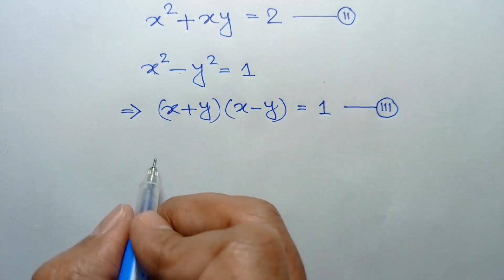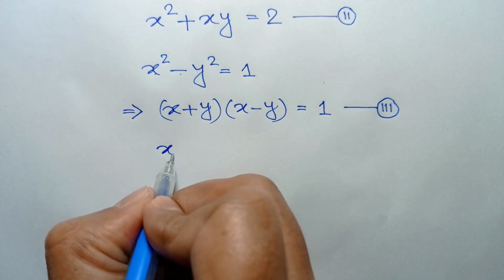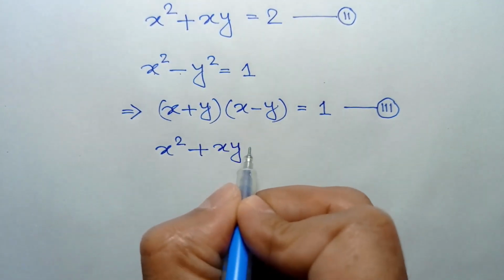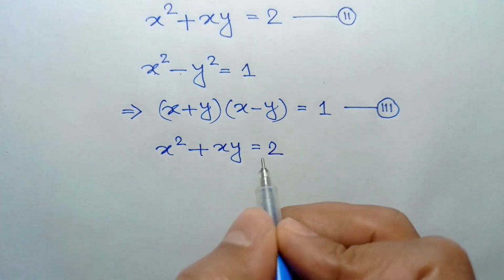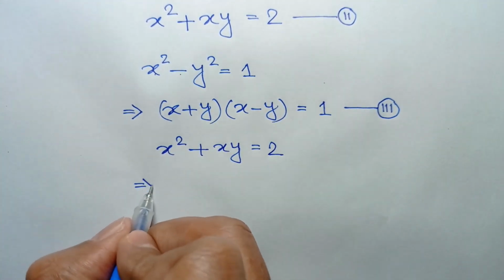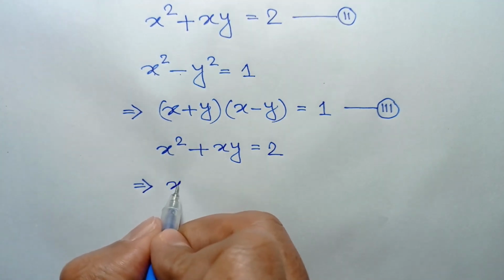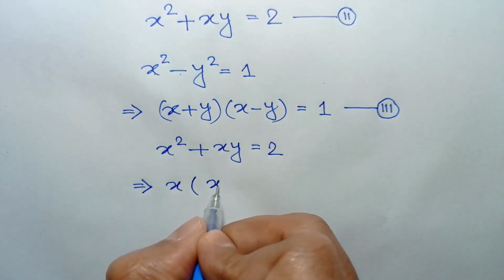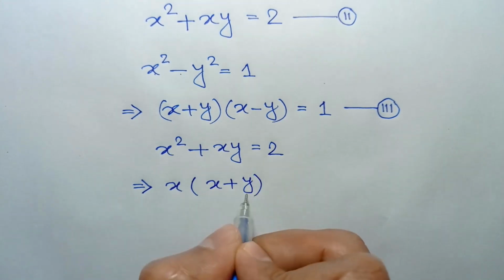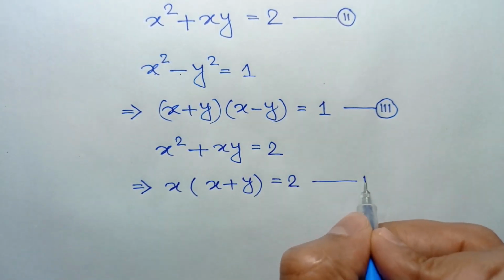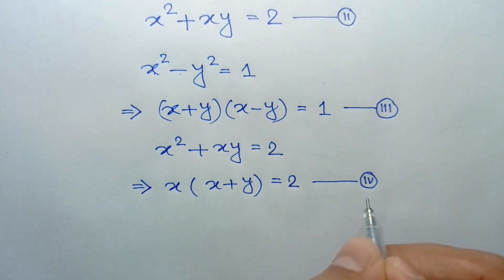And from equation 2 we can write x square plus xy is equal to 2, or taking x common from the left side we can write x times x plus y is equal to 2. Call it equation number 4.